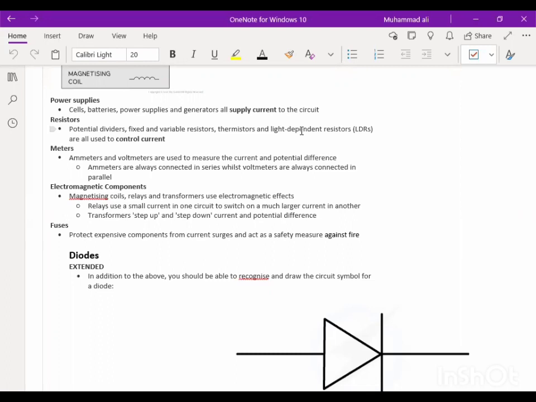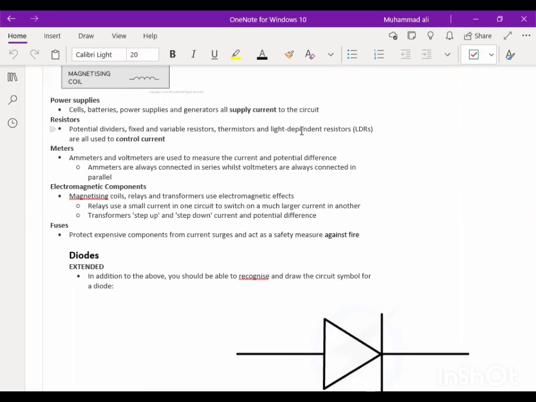Magnetizing coils, relays, and transformers use electromagnetic effects. Transformers we'll be doing in detail. If you need to know in one line, then they're going to step up or step down current and potential difference, which means that they can either increase it or decrease it, right?